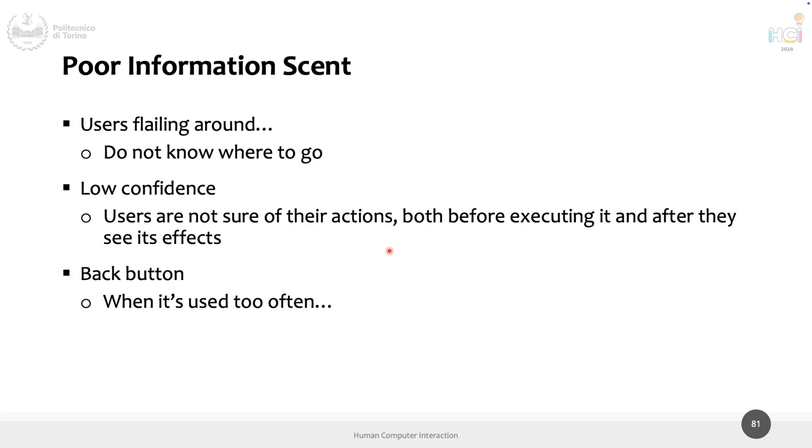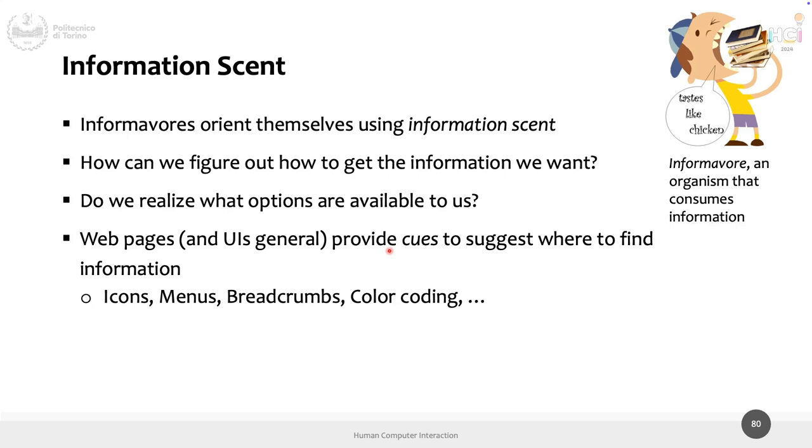Low confidence. A person doesn't know confidently if they can do that action or not, if it breaks something or not, etc. Or they actually don't know where to go. You see, maybe you're doing contextual inquiry observation. You see people using an application for the first time, and they just don't know where to click to accomplish a task. So this is poor information scent. And these information scents are cues to suggest where to find information.